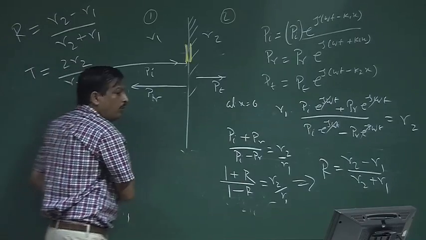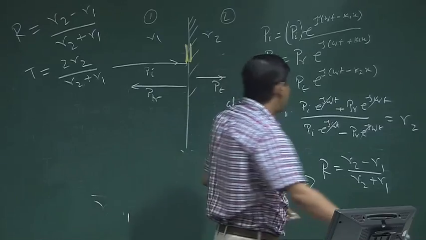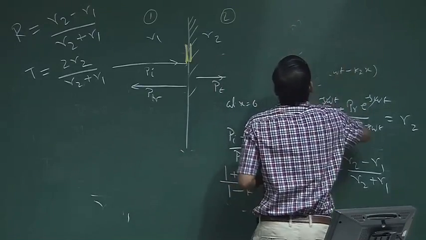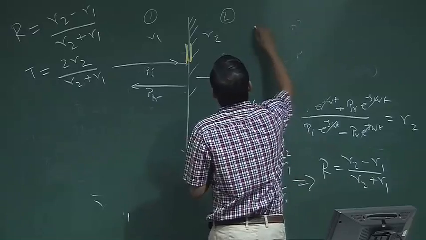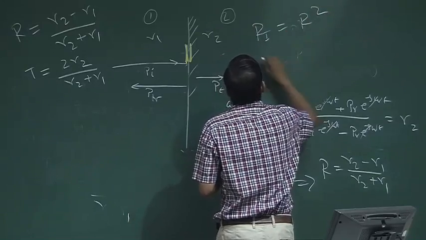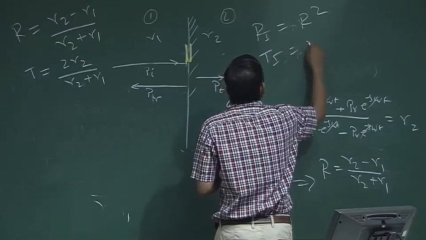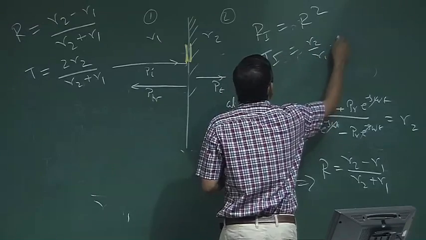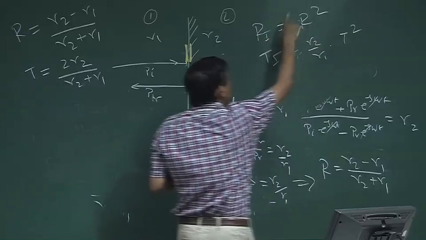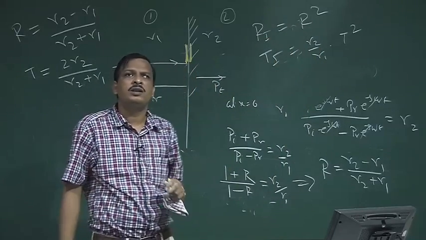Okay. Now what is Ri? Ri, the intensity coefficient, is nothing but R square. What is Ti? It is nothing but R2 by R1 into T square. So I know the T value, I know the R value, I can find out the Ri, the intensity coefficient.